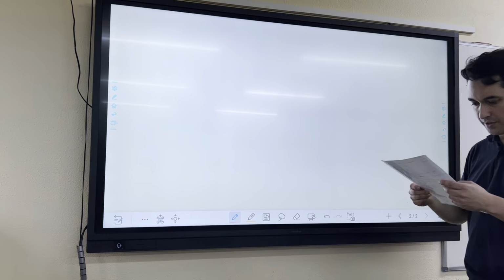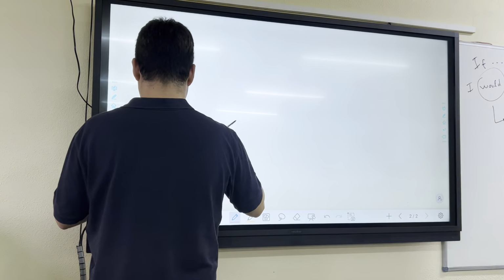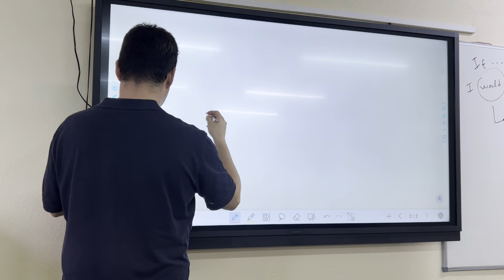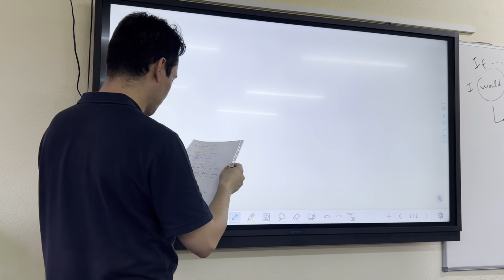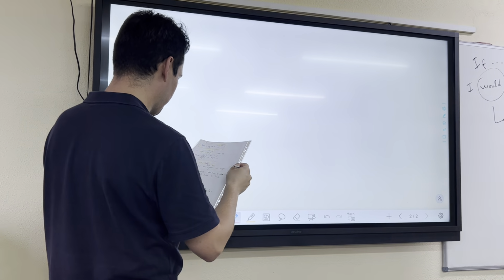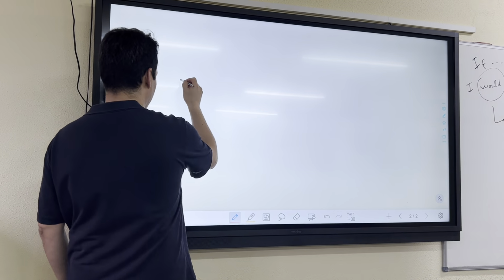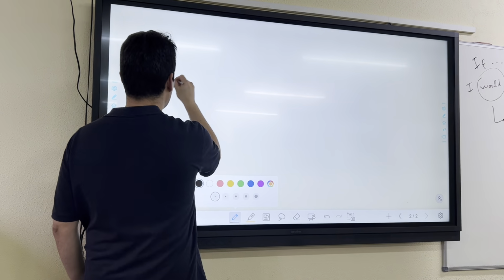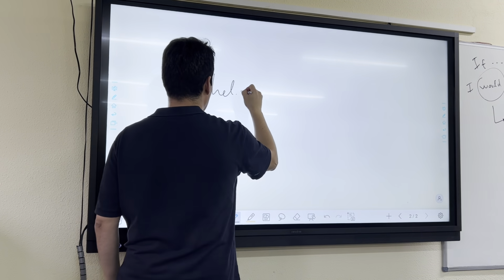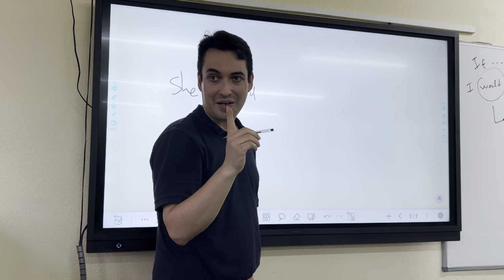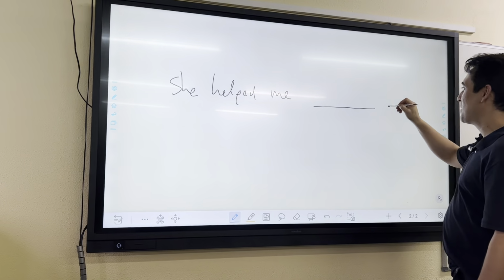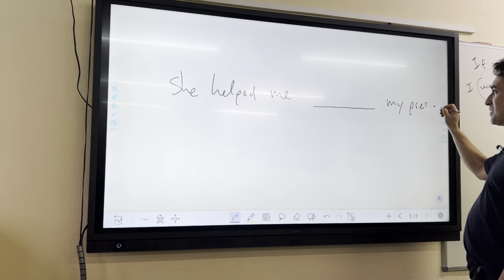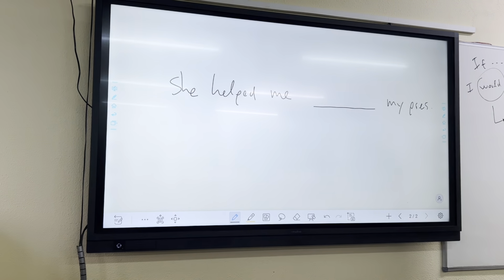Okay, have a look at this sentence. These are infinitives without to that I'm explaining to you. Have a look at this. She helped me. I said this like 1 minute ago. She helped me. My presentation. She helped me prepare, to prepare, or preparing.